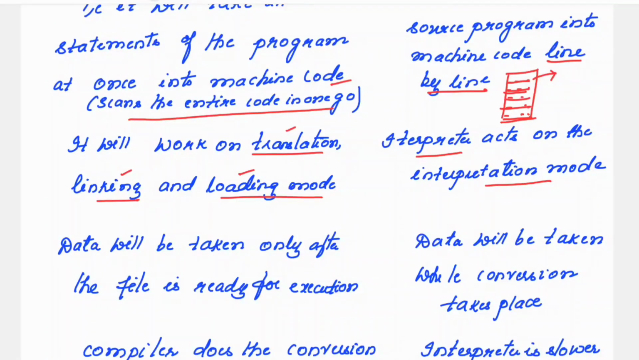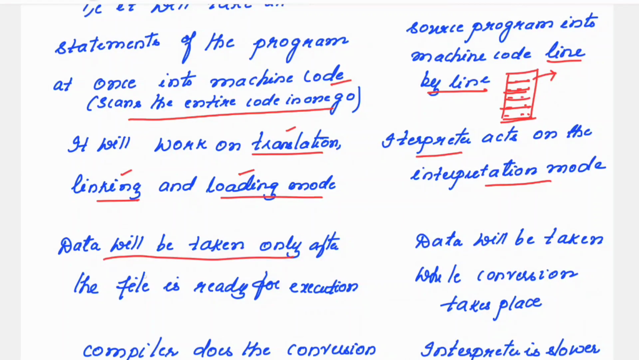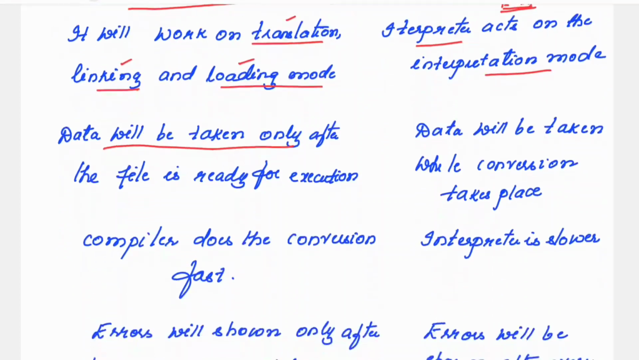The compiler will work on translation, linking and loading mode. The linker and the loader functions I'll be explaining in my future session. Presently you can just remember that it is going to work on these linking and loading modes apart from the translation mode. Whereas an interpreter will work only on the interpretation mode. In case of a compiler, data will be taken after the file is ready for execution.